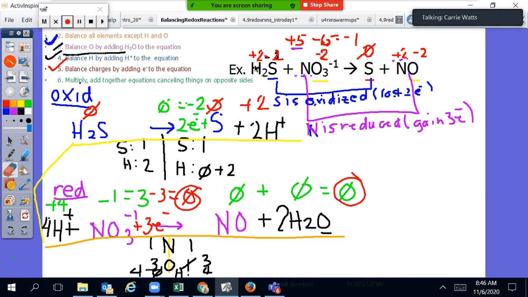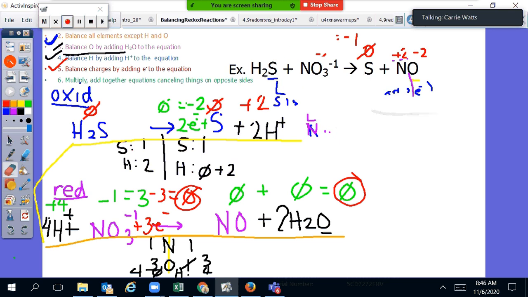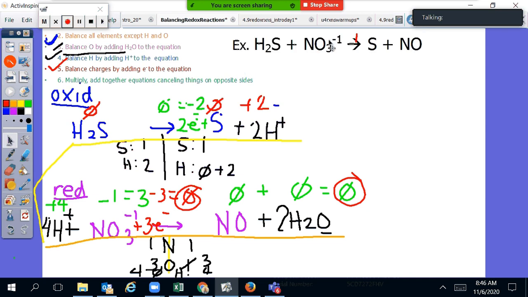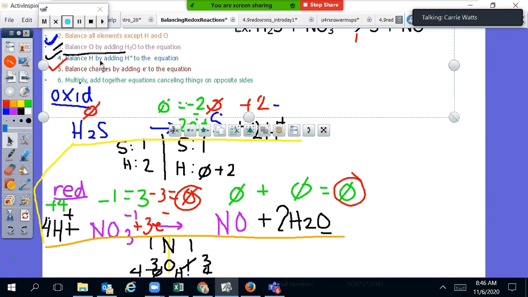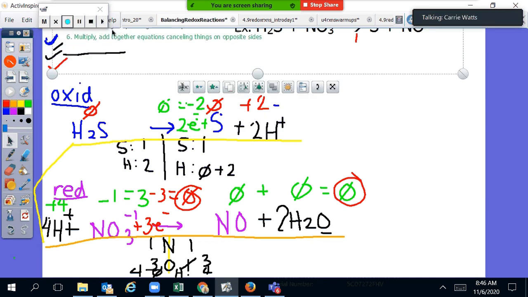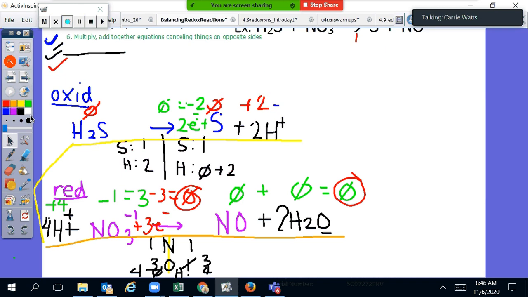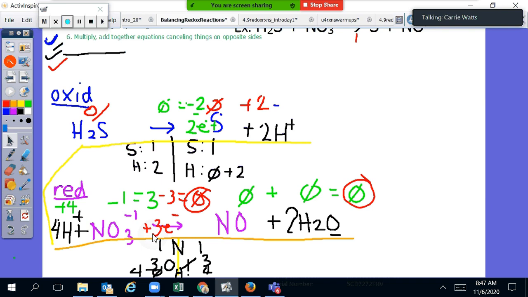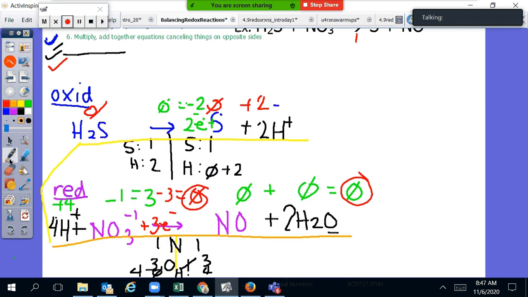Okay, and now we are on the last step, where we're going to multiply and add the equations together. Your next step is to look at your electrons, because we want the electrons to cancel each other out. We have 3 electrons on the left side of the arrow over here and 2 on the right.